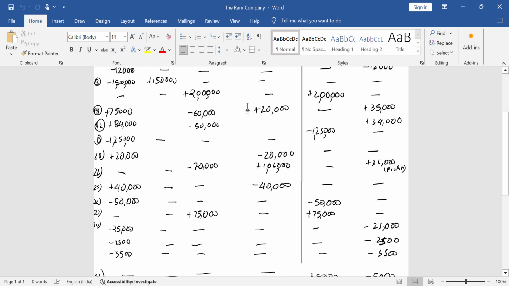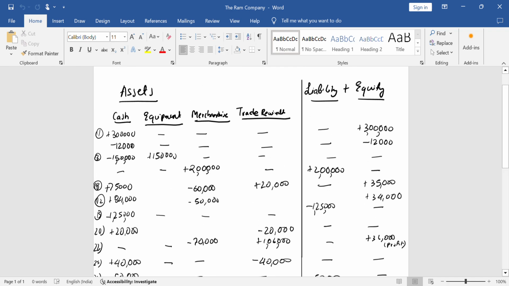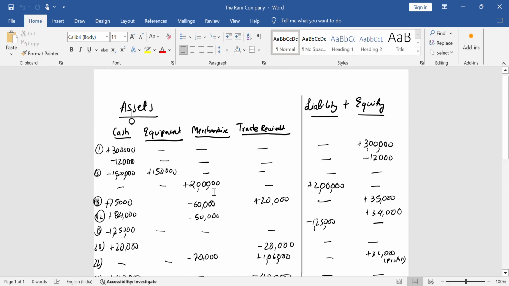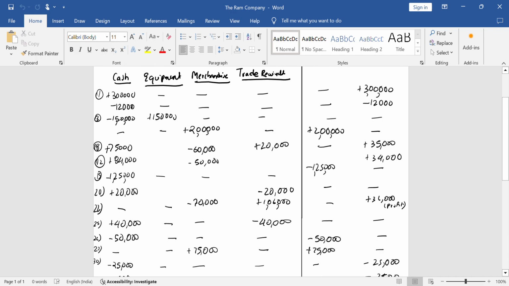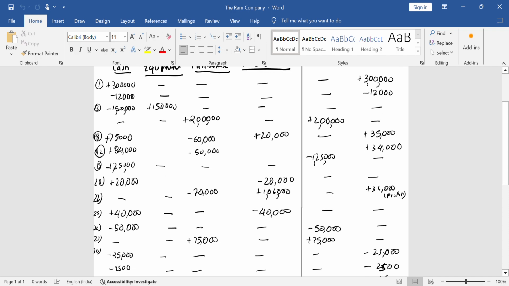Then also we had a transaction on May 3 of purchasing merchandise worth rupees 2 lakhs on credit. So 2 lakh worth of merchandise has been purchased, so I added 2 lakhs in merchandise and I also added 2 lakhs in liability. As we have not paid cash for it, we have taken it on credit, so it is trade payable basically.